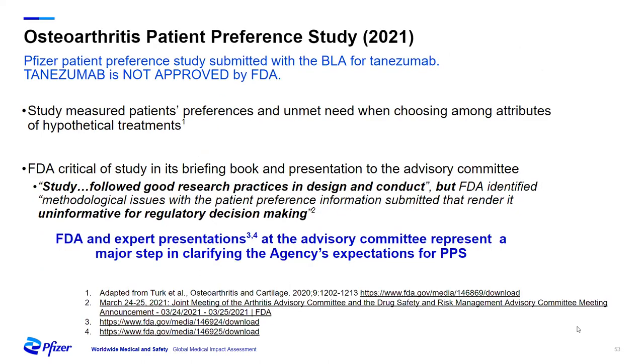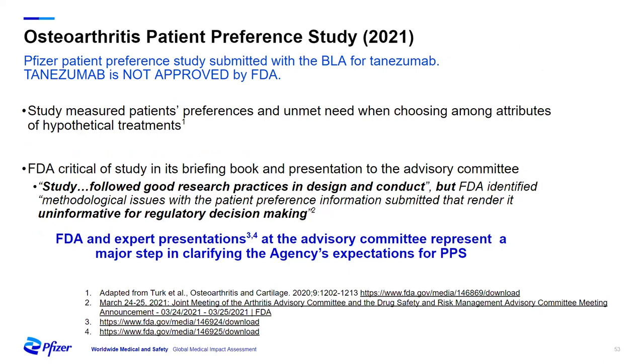Pfizer did a preference study that it submitted with its biologic license application for tanezumab. And I have to state that tanezumab is not approved by the FDA. But the study measured patients' preferences when choosing among hypothetical treatments. And FDA addressed this study.